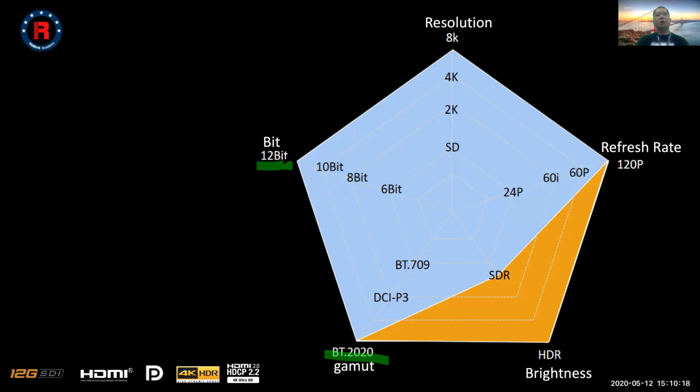The first one is the 12-bit. If you check the 12-bit, you can compare it with the 8-bit and 6-bit, for example. Another one is BT.2020, which is quite often used now. It means non-compressed. This is especially for color reproduction.